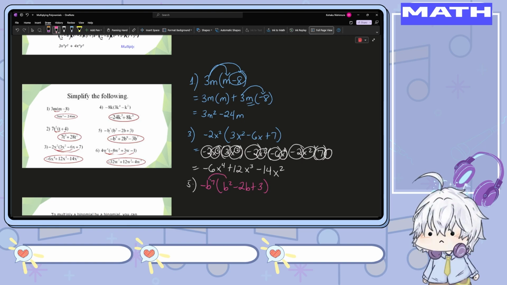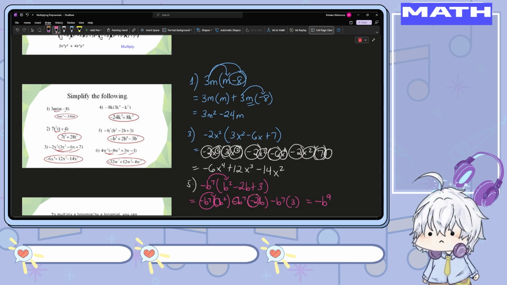If we do so, by distribution, we will have negative b to the 7 times b squared, minus b to the 7 times negative 2b, minus b to the 7 times 3. Solving this furthermore, negative times positive is negative, then b to the 7 times b to the 2nd power, we just add the exponents. So it's gonna be b to the 9th.